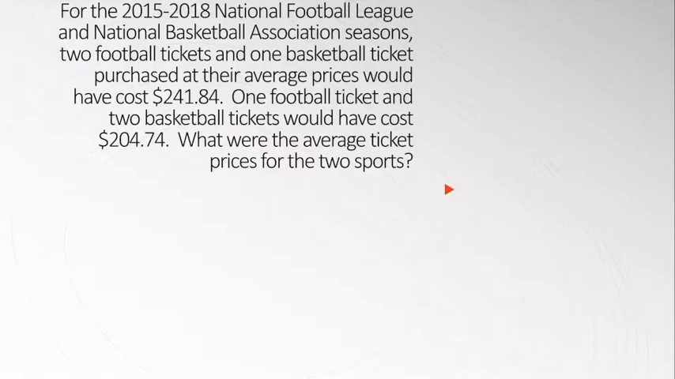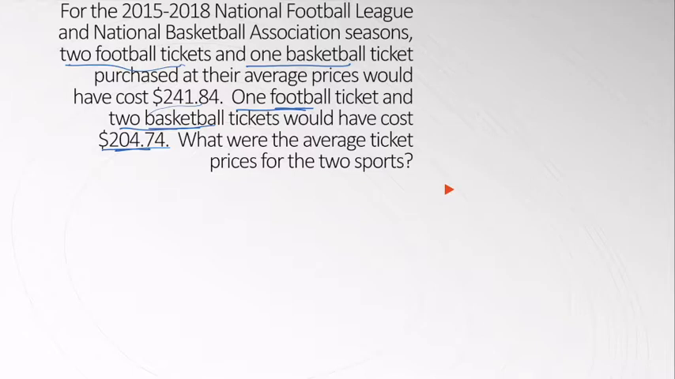In this second problem, we're going to solve this system of equations using elimination. So, for the National Football League and National Basketball Association seasons from 2015 to 2018, it would cost you $241.84 to get 2 football tickets and 1 basketball ticket. It would also cost you, for 1 football ticket and 2 basketball tickets, $204.74.